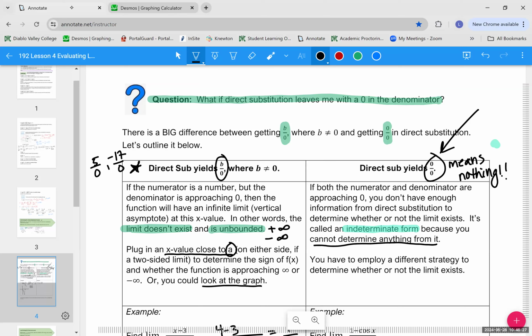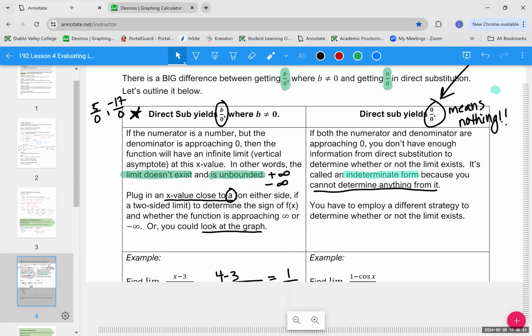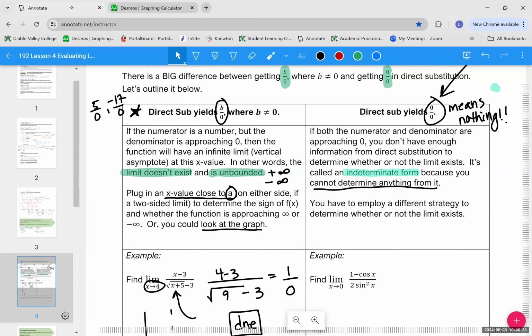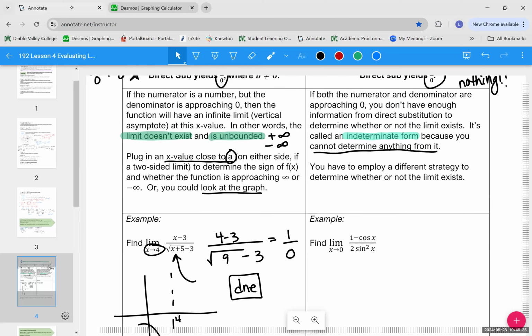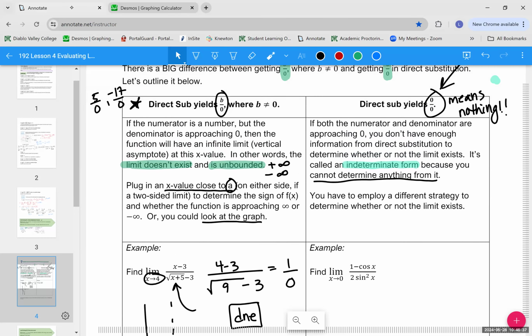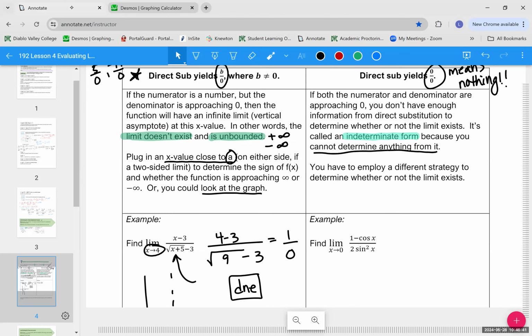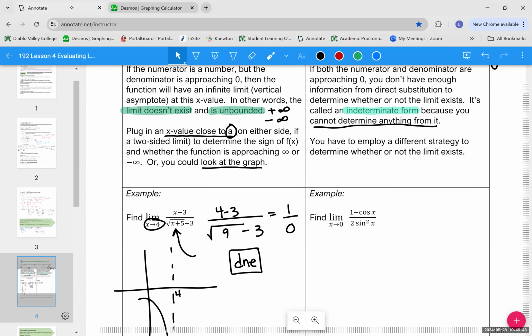Okay. So it's critical that you realize that if you end up with 0 over 0, you don't say, oh, that's 0, or, oh, that means it doesn't exist. Nope, it means neither of those things. It simply means you have to try something else.